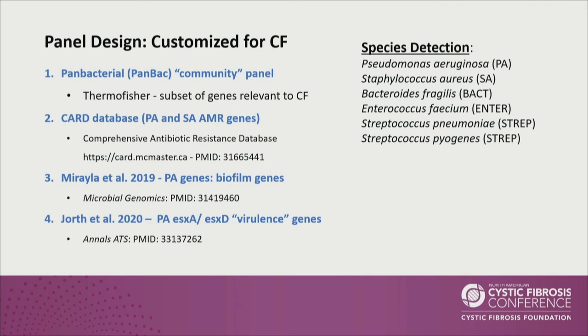So we chose genes from this database called the Comprehensive Antibiotic Resistance Database, which is really a great resource if you need to look up AMR genes. And we pretty much just pulled every Pseudomonas and staph gene. These have been curated; they have been identified in the literature as having gene expression or a mutation or presence/absence that can confer AMR.